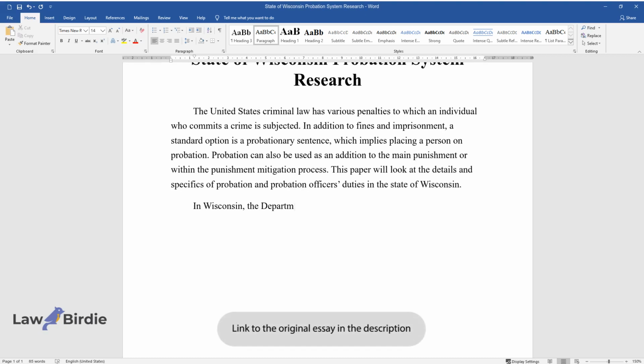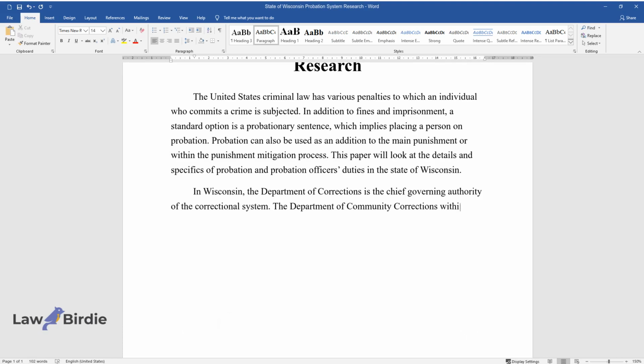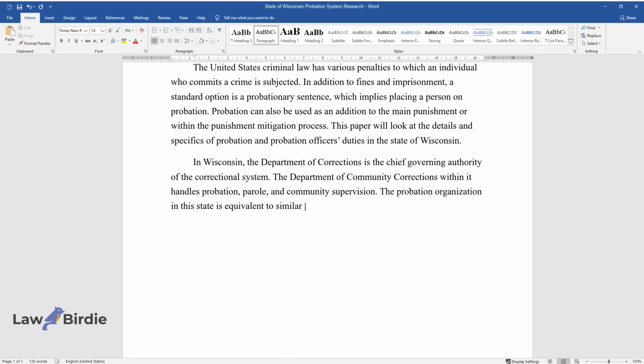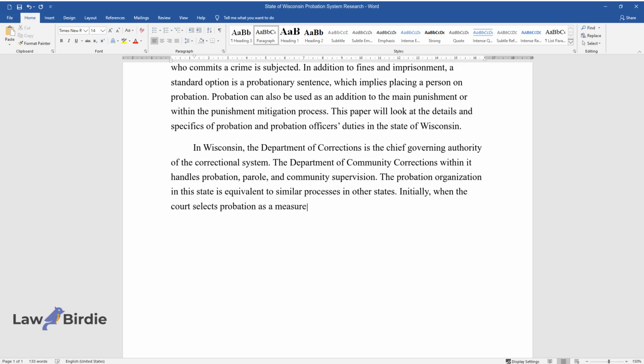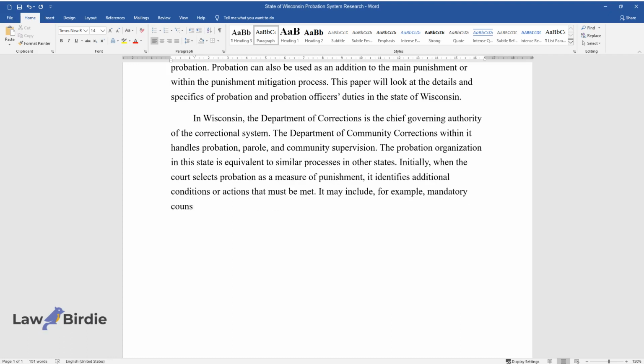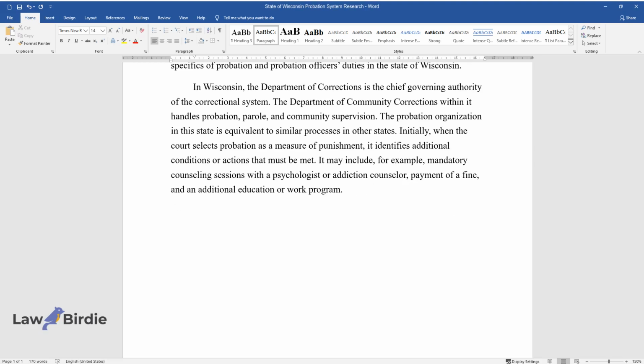In Wisconsin, the Department of Corrections is the chief governing authority of the correctional system. The Department of Community Corrections within it handles probation, parole, and community supervision. The probation organization in this state is equivalent to similar processes in other states. Initially, when the court selects probation as a measure of punishment, it identifies additional conditions or actions that must be met. It may include, for example, mandatory counseling sessions with a psychologist or addiction counselor, payment of a fine, and an additional education or work program.